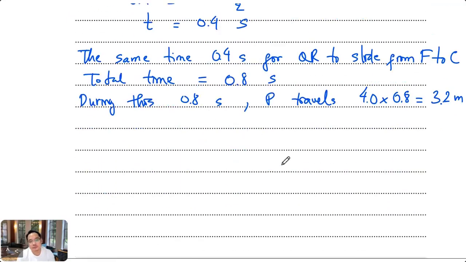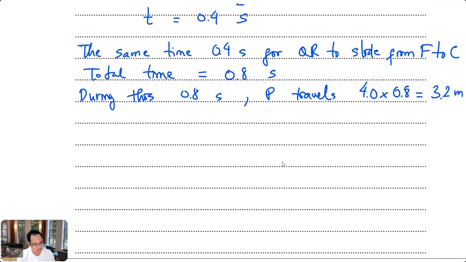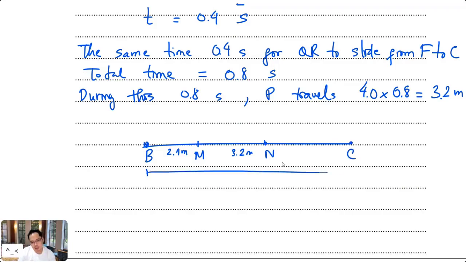Now the distance of P, let me draw an illustration here. So this is B, the bottom of the surface. It already traveled 2.1 meter up to here, M, and it traveled another distance, 3.2 meter, up to here, the new position, I call it N. And here the position C. The total distance BC is 7 meter, so it's a little bit closer to C, because we take 7, subtract 2.1 and 3.2.